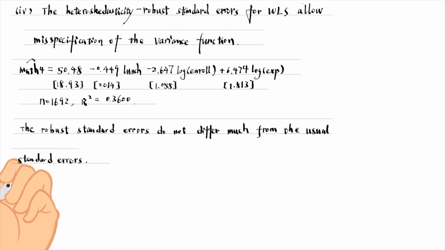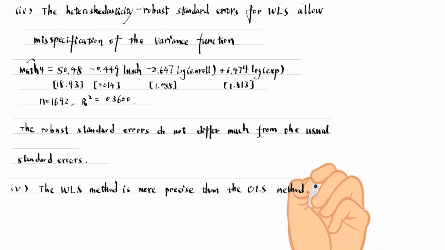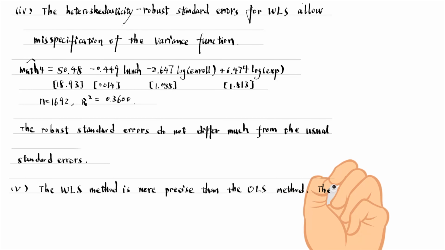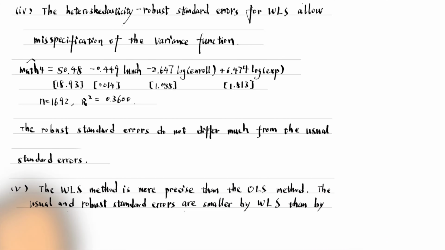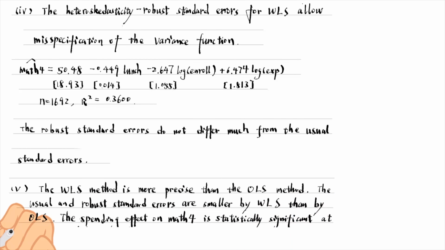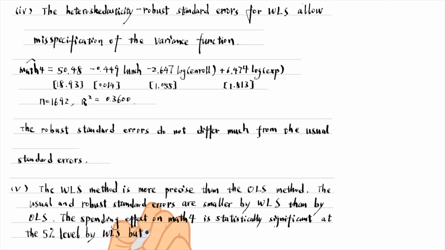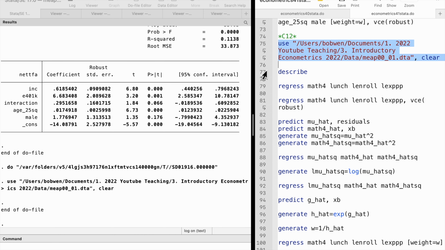For the last part, for estimating the effect of spending on math4, the weighted least squares estimate is more precise than the ordinary least squares estimate. The usual and robust standard errors are smaller by WLS than by OLS. The effect is statistically significant at the 5% level by weighted least squares, but not by ordinary least squares. Here are the Stata commands for computer exercise 12.